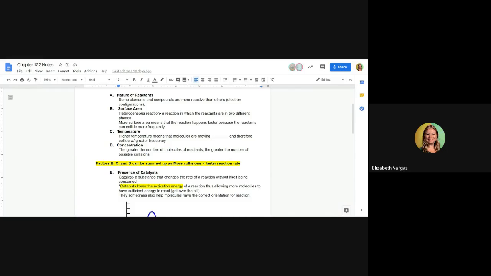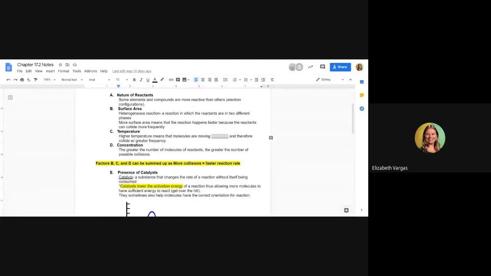All right, temperature. What would this blank be, can you guys put it in the comments? Higher temperature means the molecules are moving. Anybody? I'm waiting for the comment in the chat. Higher temperature means they're moving what? Faster. Good job, Eileen.